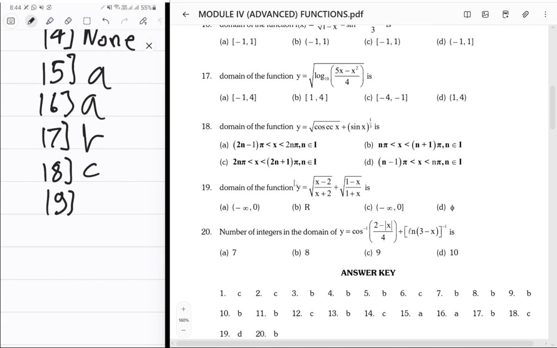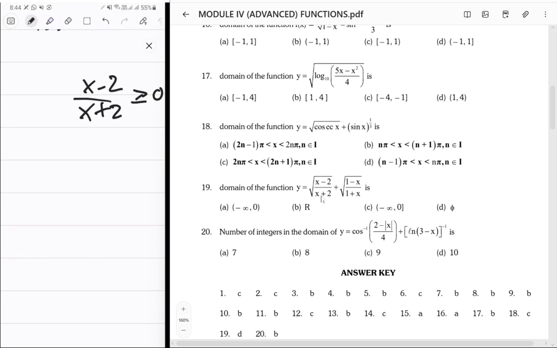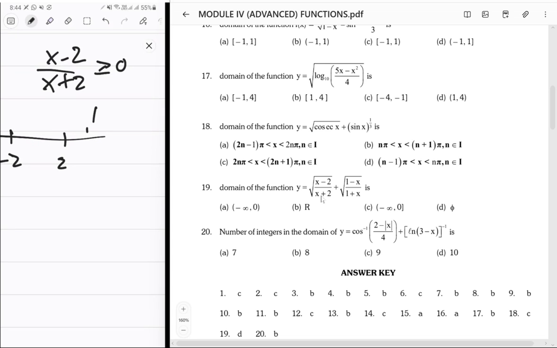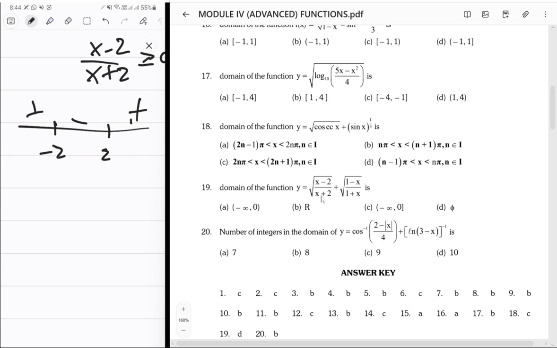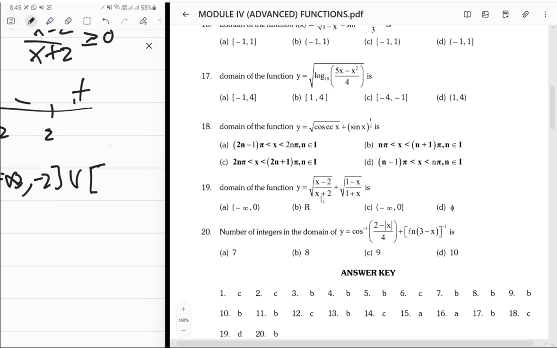19, find the domain of the function. Come on, seriously. x minus 2 upon x plus 2 must be bigger than or equal to 0; it can also be equal to 0, what's the big deal about it? Draw this out. Negative 2 to 2: over here it's positive, then negative, then positive. So the only region is negative infinity to negative 2 inclusive, union 2 not inclusive.